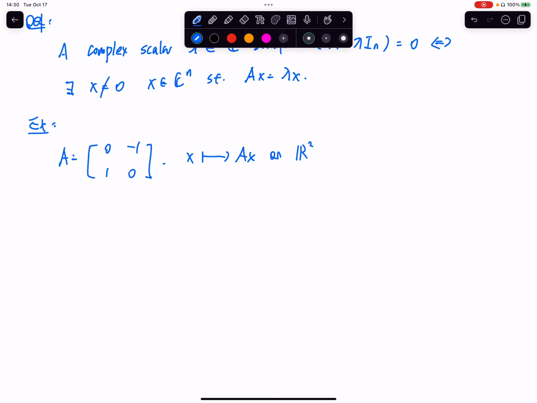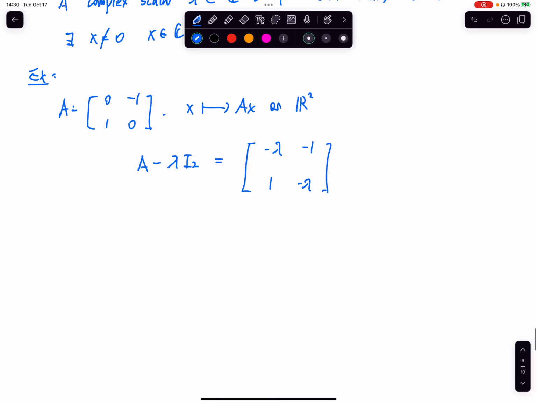In fact, we can check by the equation. We have A minus lambda I_2, which is [-lambda, -1; 1, -lambda]. So we have the determinant being lambda squared plus 1, and we want this to be 0. So of course, our roots are i and minus i.